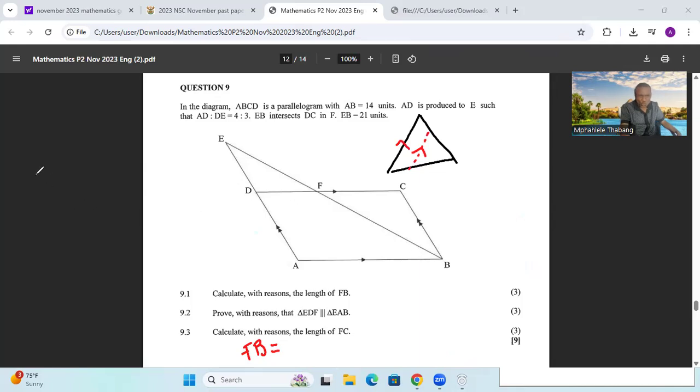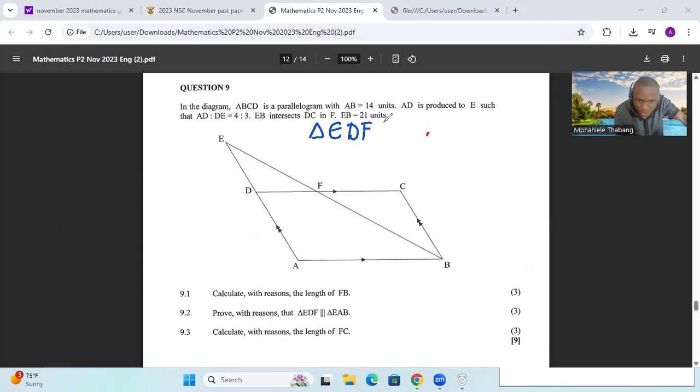So now I'm going to 9.2. They say prove with reasons that EDF is similar to EAB. So I have to prove that the triangle EDF is similar to the triangle EAB. Now, proving similarity of triangles is very simple. You just look for the angles that are equal.